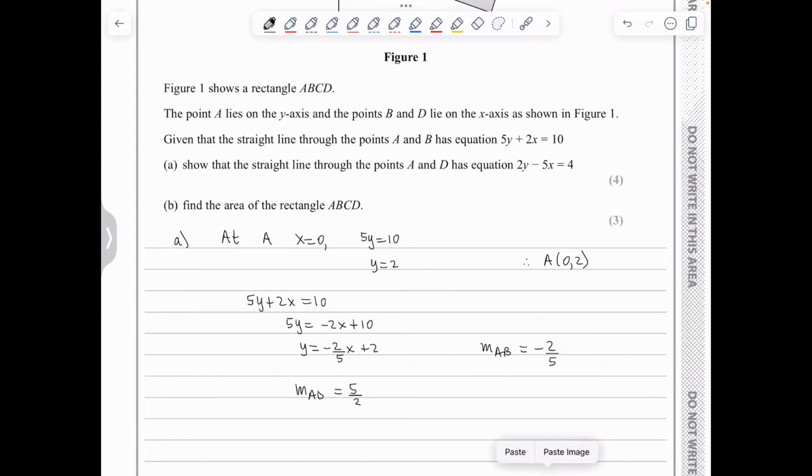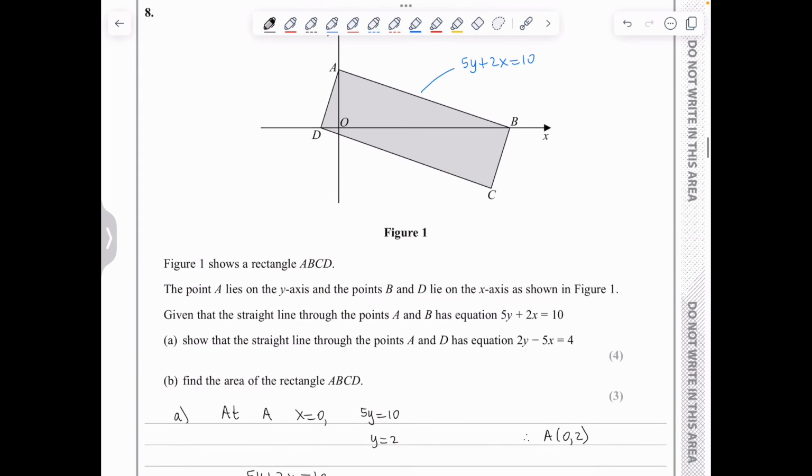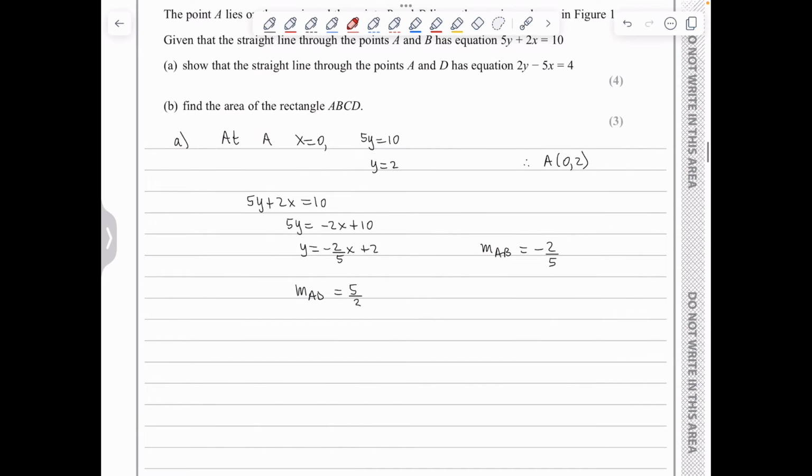We know that the y-intercept of the line AD is simply the point A, which has y-coordinate 2. So the equation of AD is y is 5 over 2 x plus 2. The only thing missing is to put my answer in the required form. So I will start by multiplying throughout by 2, leading to 2y is 5x plus 4. And therefore we get that 2y minus 5x is equal to 4, as required.